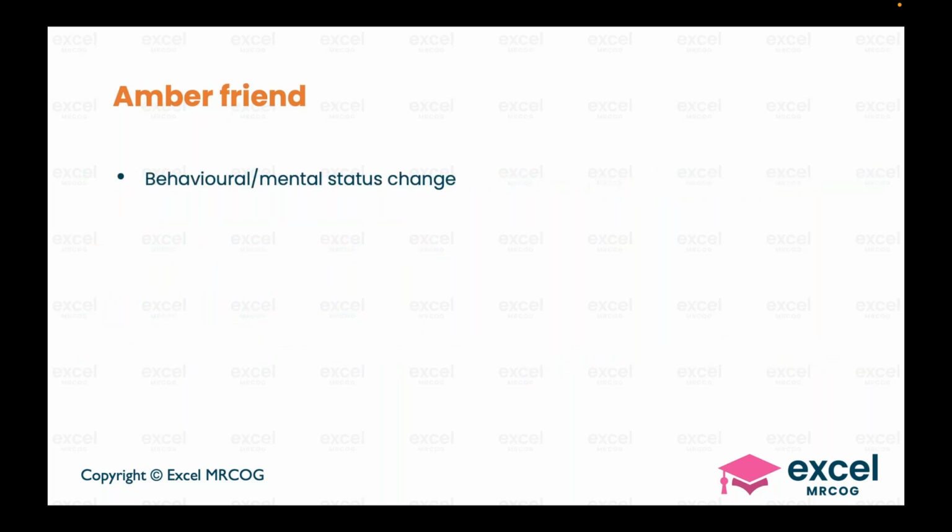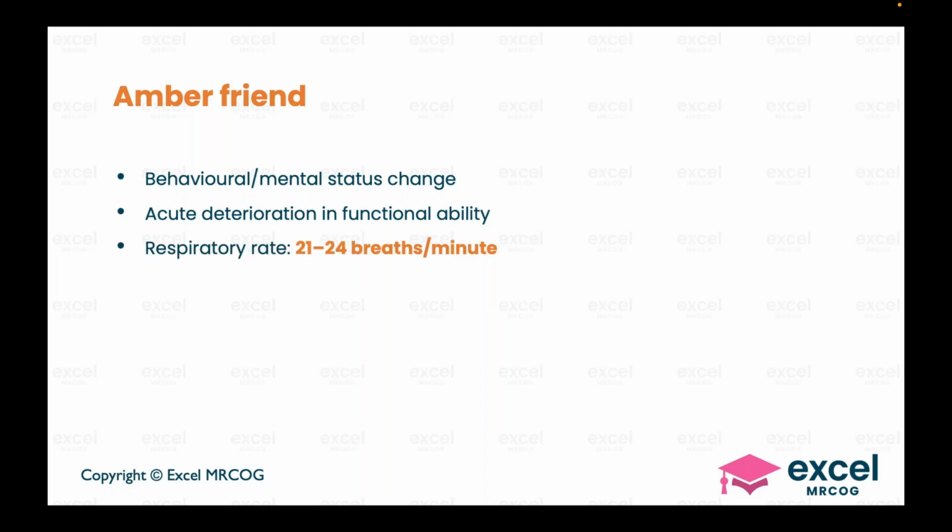Let's see what the amber signs are. You have behavioral or mental status change, so she's a little disoriented, you can say. Acute deterioration in functional ability, so she's not able to function well. And these are the objective signs.